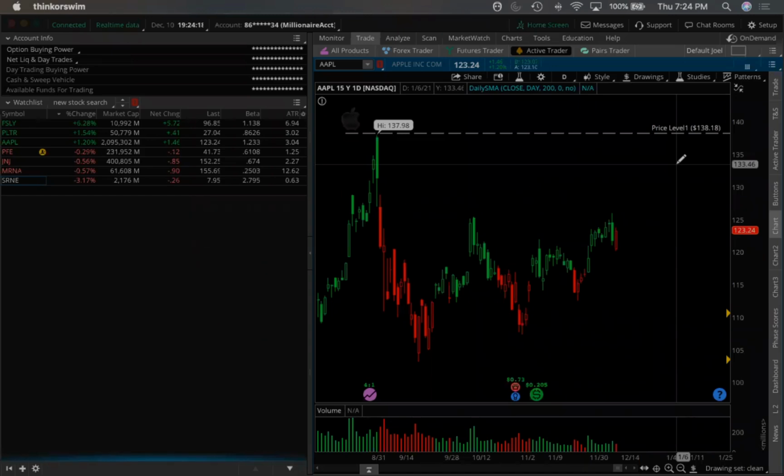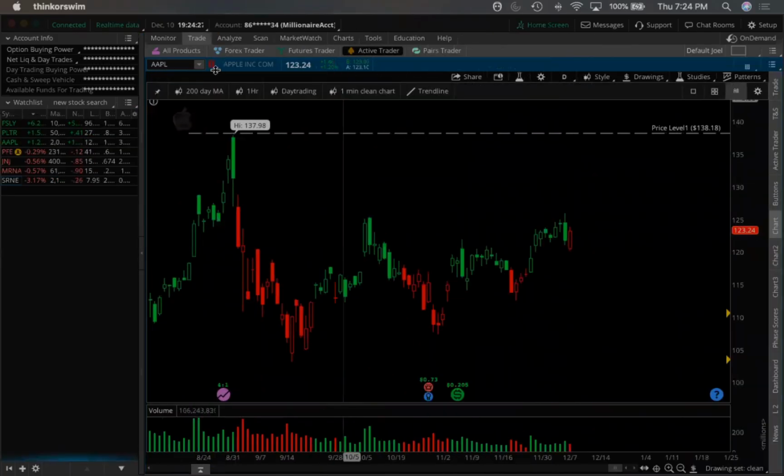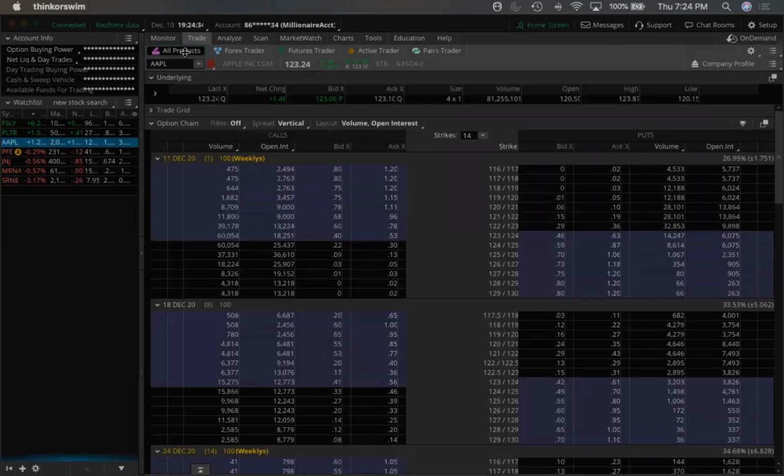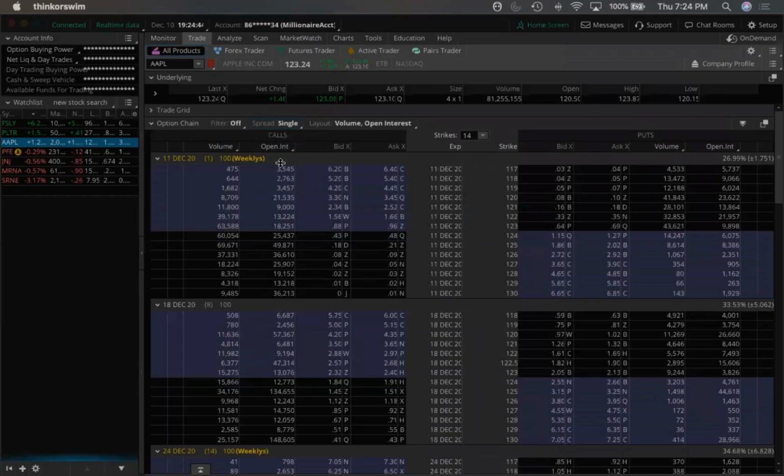So I'm going to pull up my options. The way that you pull up your options is when you see Apple, you're going to go here where it says all products. When you click on all products, you're going to see an option chain pop up. We want to make about $15 on Apple. So let's say we wanted to buy Apple. If you think it's going to move $15 and you're trying to get that maximum move, you might want to go out of the money.